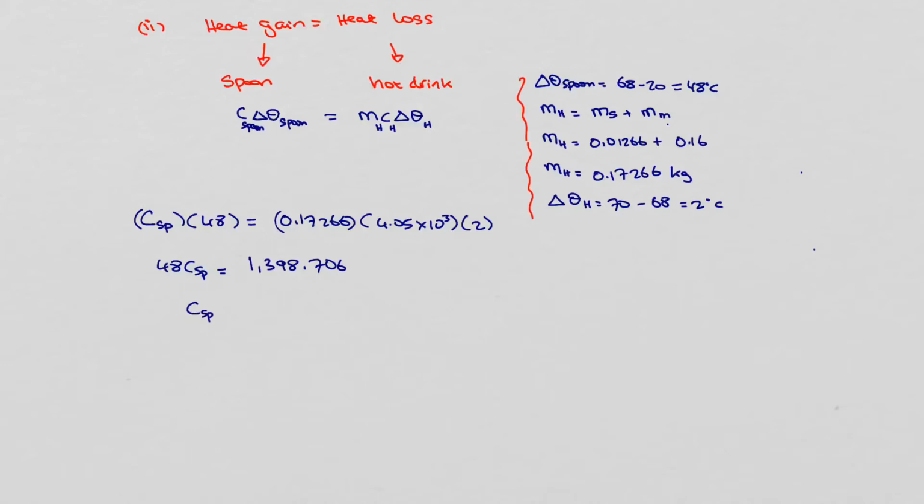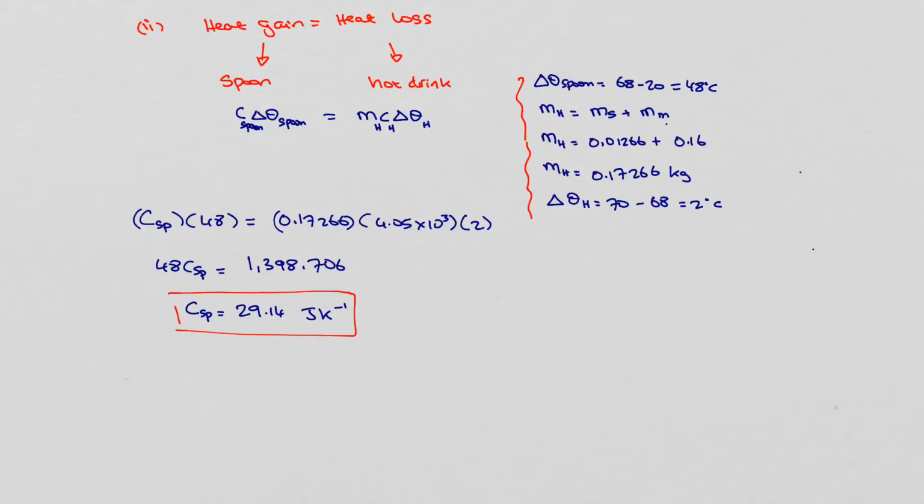1,398.706. And if I divide that by 48, we end up with, correct to 2 decimal places, 29.14, and that's joules per Kelvin for our heat capacity. And again, if you can't remember your heat capacity units, you need to go to the back of your tables. And for heat capacity on page 66, you'll find your units. Okay, so just star that, units, page 66 in your maths tables.